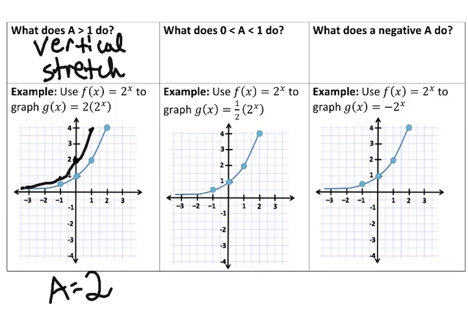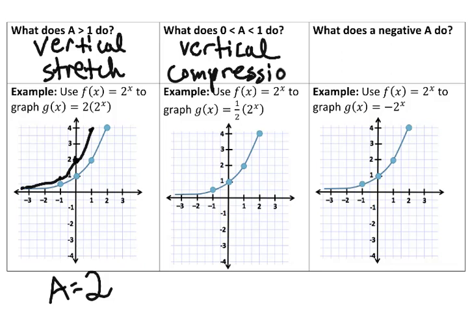When A is in between 0 and 1, it does a vertical compression. So that'd be this case here where A is a half. Works the same way though. You take all the y values and just multiply by A. So if this y value is 4, multiply by a half, I get 2. This y value is 2, multiply by a half, I get 1. This y value is 1, I multiply by half, I get a half. This y value is a half, multiply by half, I get a quarter. Okay, connect your dots. Make your nice exponential curve there.